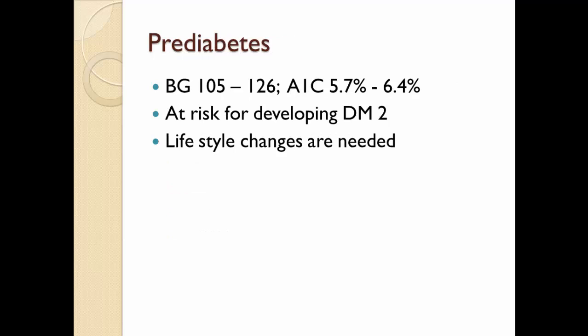All right, let's talk about the different types of diabetes. There is a category of prediabetes. This means your blood sugar is above normal, but is not diabetic, because patients who are diabetic are above 126. That's when we diagnose them. So somebody who's in the range of 105 to 126 is considered prediabetic, or their A1C is somewhere between 5.7 and 6.4%.